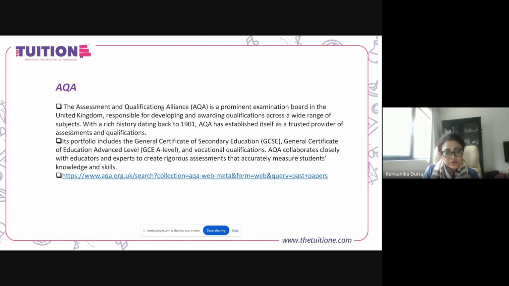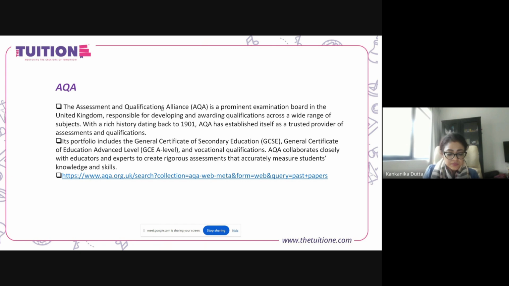And again, this was from A star to G, the grading system, but now it has been replaced by 9-1. Again, the grade boundaries set by AQA determine the minimum marks required to achieve each grade. And again, it depends on the highest grade of that year. So now, what is the main difference between GCSE and AQA, right?